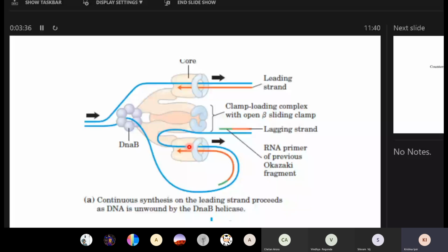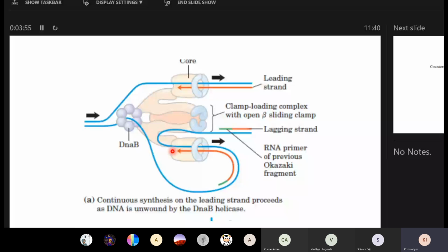But essentially, imagine that the replication fork is moving in this direction. This is a leading strand which is made continuously. This is a lagging strand which, even though it is synthesized in this direction, is actually made in a discontinuous fashion.